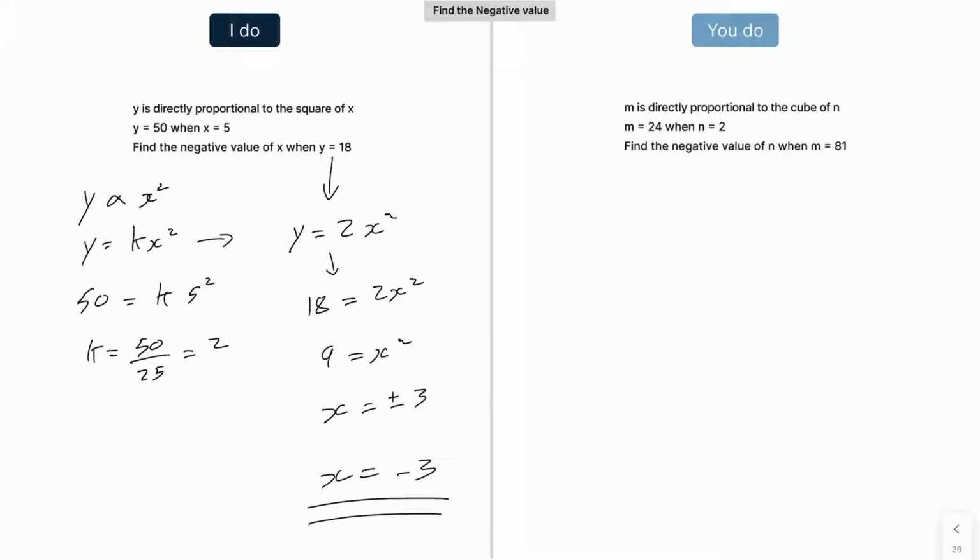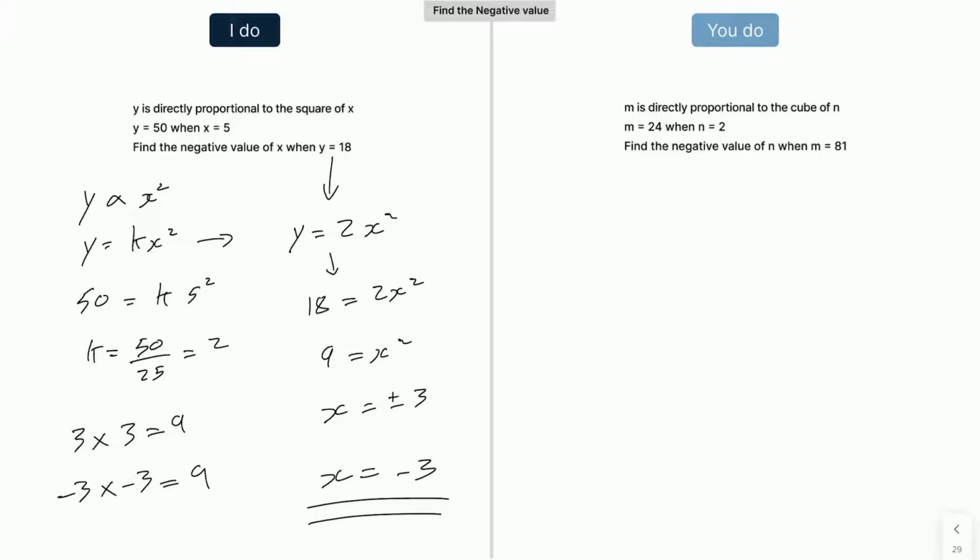Now, the reason the question says find the negative value is because in order to get 9, you could do 3 times 3, which gets you 9, but you could also do minus 3 times minus 3, and that also gets you 9. So whenever you square root a number, you have 2 possible answers. It could be a positive or a negative.